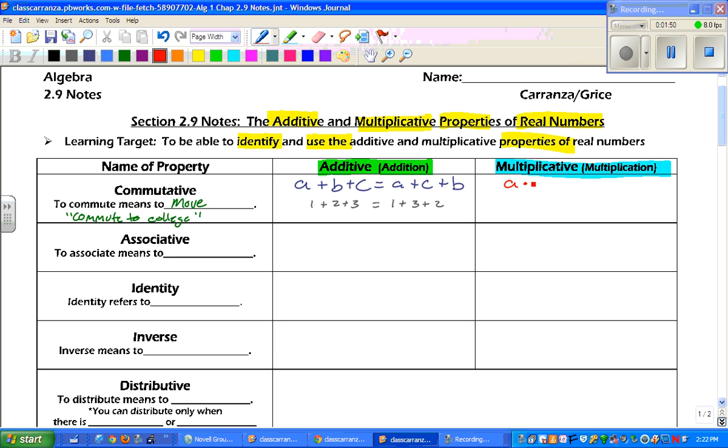And that's true with multiplication too. Even when we substitute numbers in, you can multiply those out and you will get the same answer. The key thing when you're using the commutative property is you change the order.